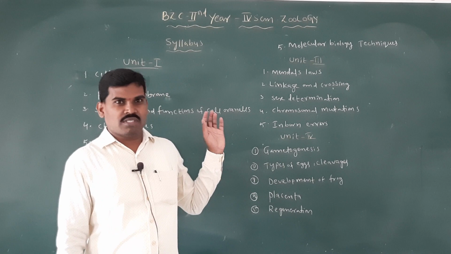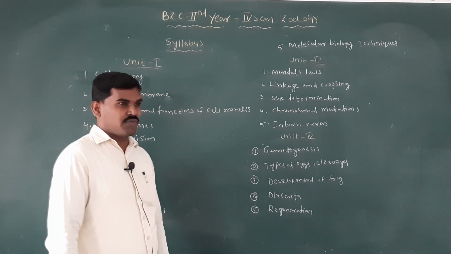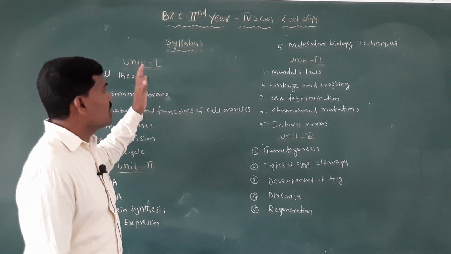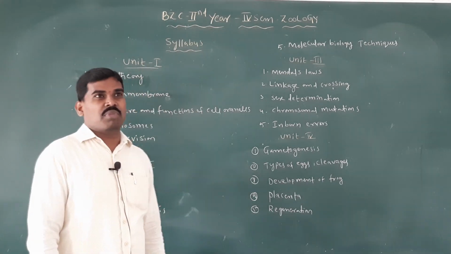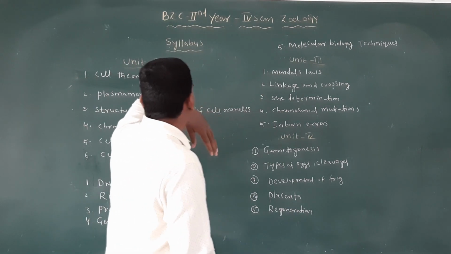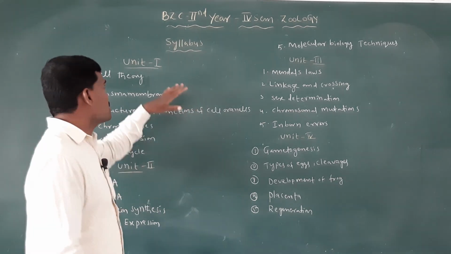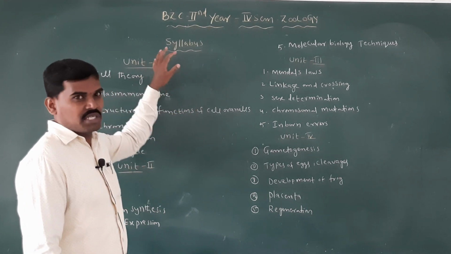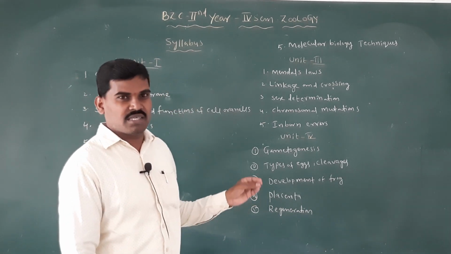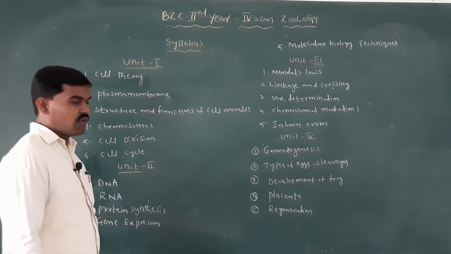Today we are going to discuss the second year's fourth semester. The third semester was already completed. The next semester, the fourth semester, is zoology for second years. First of all, we discuss the fourth semester syllabus, which has a total of 4 units: the first unit, second unit, third and fourth units.